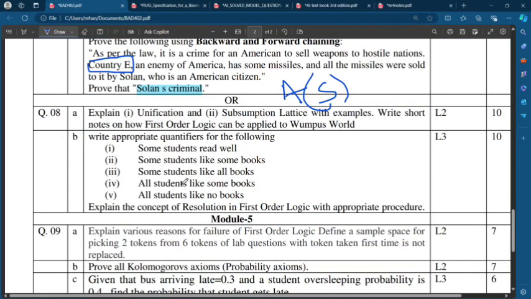Reasons and failures of first order logic, I think this comes under. Okay, now write appropriate quantifiers for all the following.